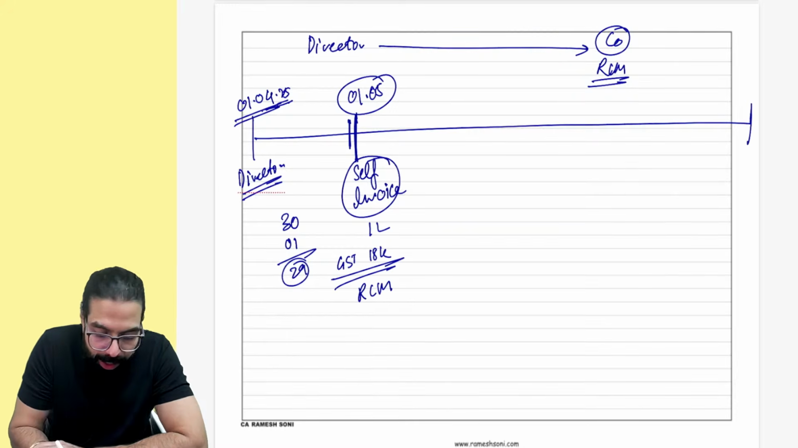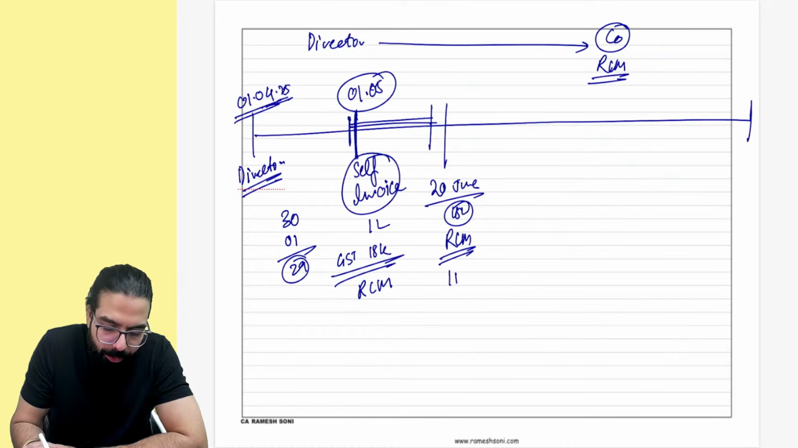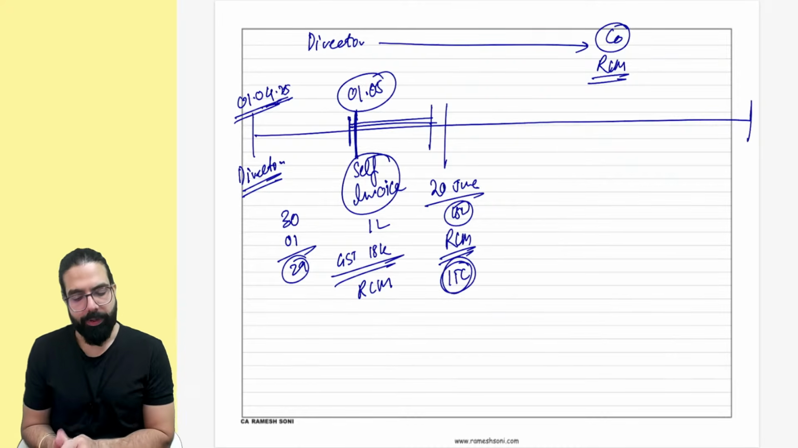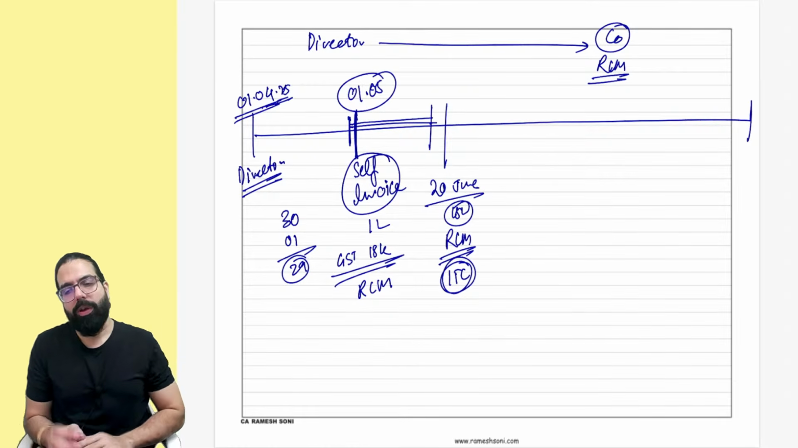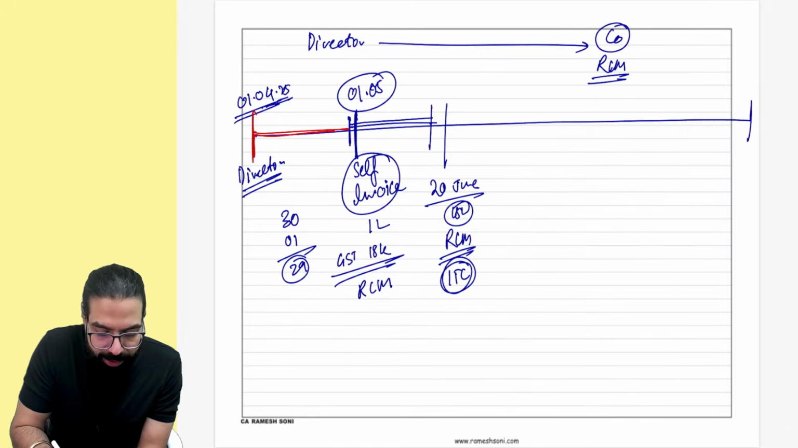When should I pay RCM? The May month return, when will I file it? On 20th of June. I should pay this 18,000 rupees under RCM and I can take the ITC also. Please tell me everyone, are we clear with this point? I received the director's services. When I received it, I made one self invoice. Within 30 days I should make the self invoice.